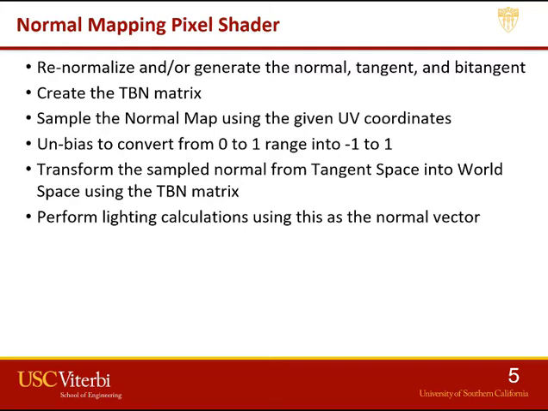So we're going to look up a color from the texture using your UV coordinates. We will unbias that. Remember, we had to cram that normal into a 0 to 1 range. So now we're going to uncram it, right? So we'll convert from the 0 to 1 range into a -1 to 1 range. And now we have the normal. This is getting us the normal, but it's still in tangent space. It's just the normal that we got right out of the texture. So we will then transform it from tangent space into world space using this matrix.